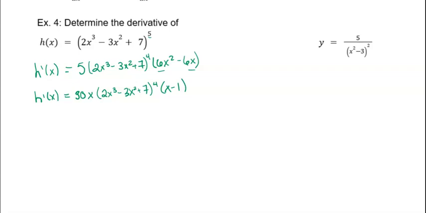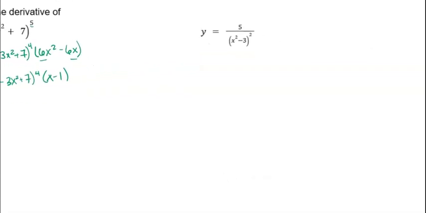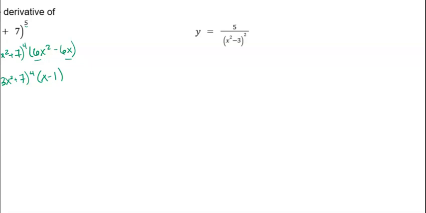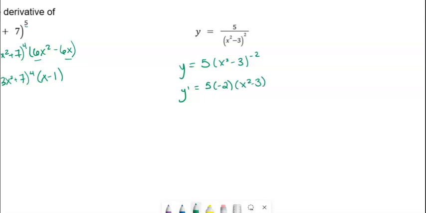Okay, let's try another one. So in this case, you might want to, and I do, I'm going to take this and rewrite it as x squared minus 3 to the power of negative 2. So that when I take the derivative, I'm not working with a quotient rule because I have no numerator anyways. So I just took the derivative of the first bit, negative 2 take away 1 is negative 3.